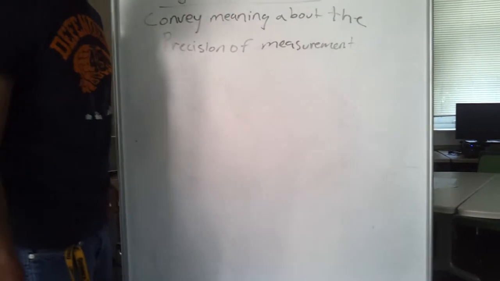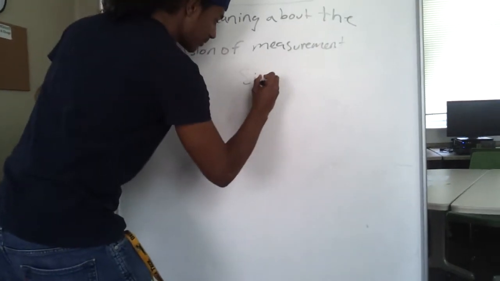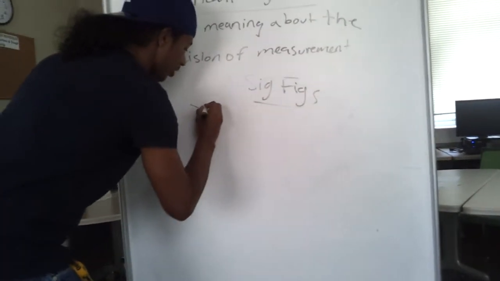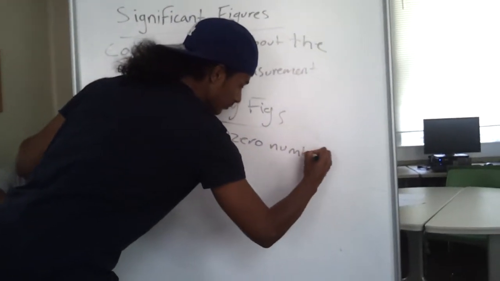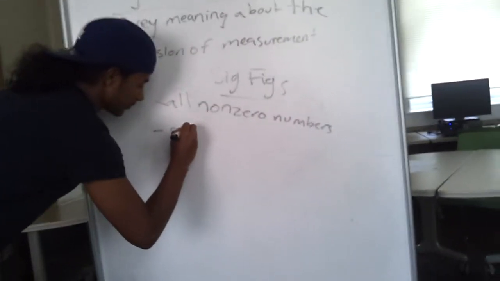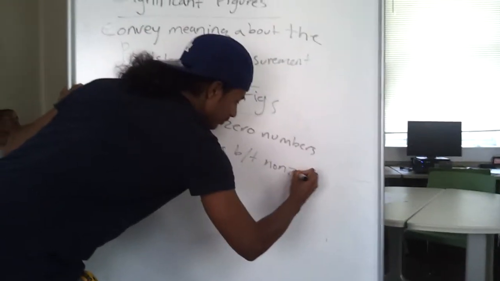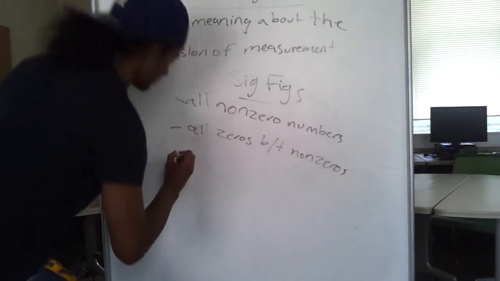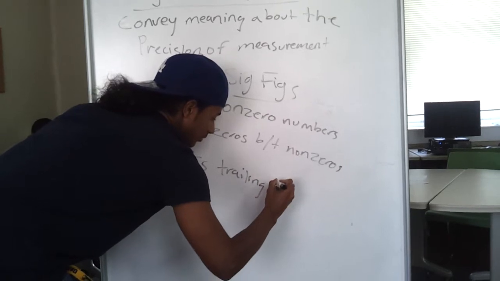Now, to review before I close. Significant figures: all non-zero numbers are significant. Zeros in between non-zero numbers count. And zeros trailing non-zero numbers count.